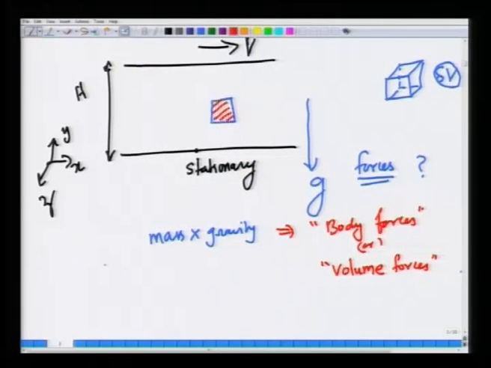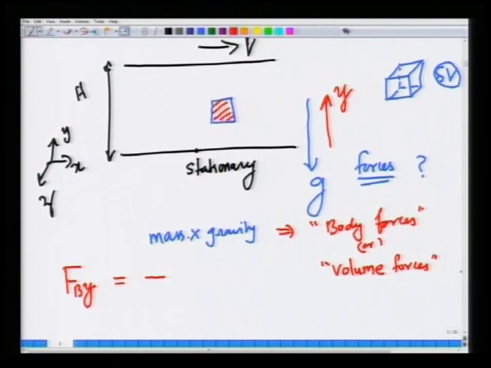So, this body force acting on this volume element is acting in the y direction only, because we have aligned the gravity in the direction of negative y. So, this is negative because gravity is acting. This is the direction of positive y, gravity is pointing in the direction of negative y. So, that must be negative.